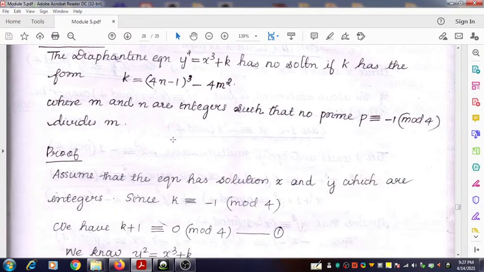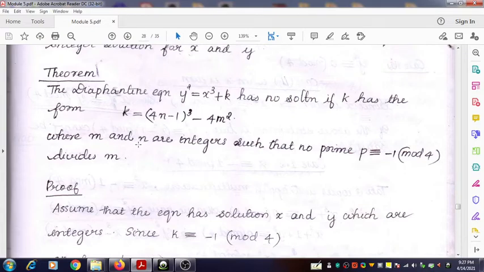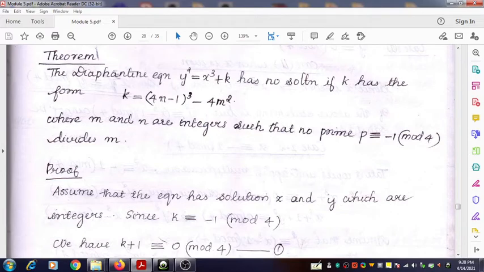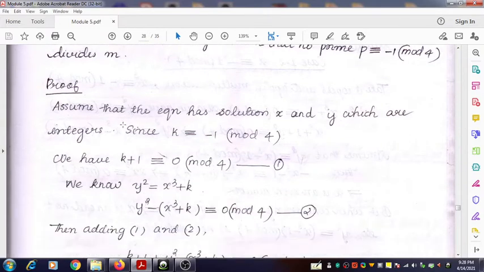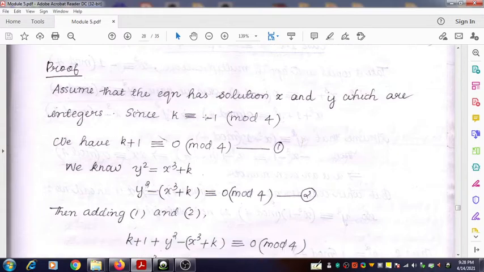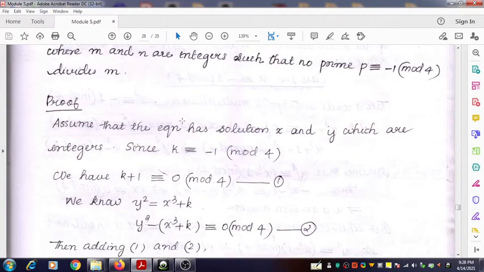Now we are going to prove this result. We want to show that if k has the form specified here, then the equation has no solution. For that, let's assume for the time being that the equation has a solution x and y, where both x and y are integers. That is, there exist integers x and y such that the equation is satisfied.